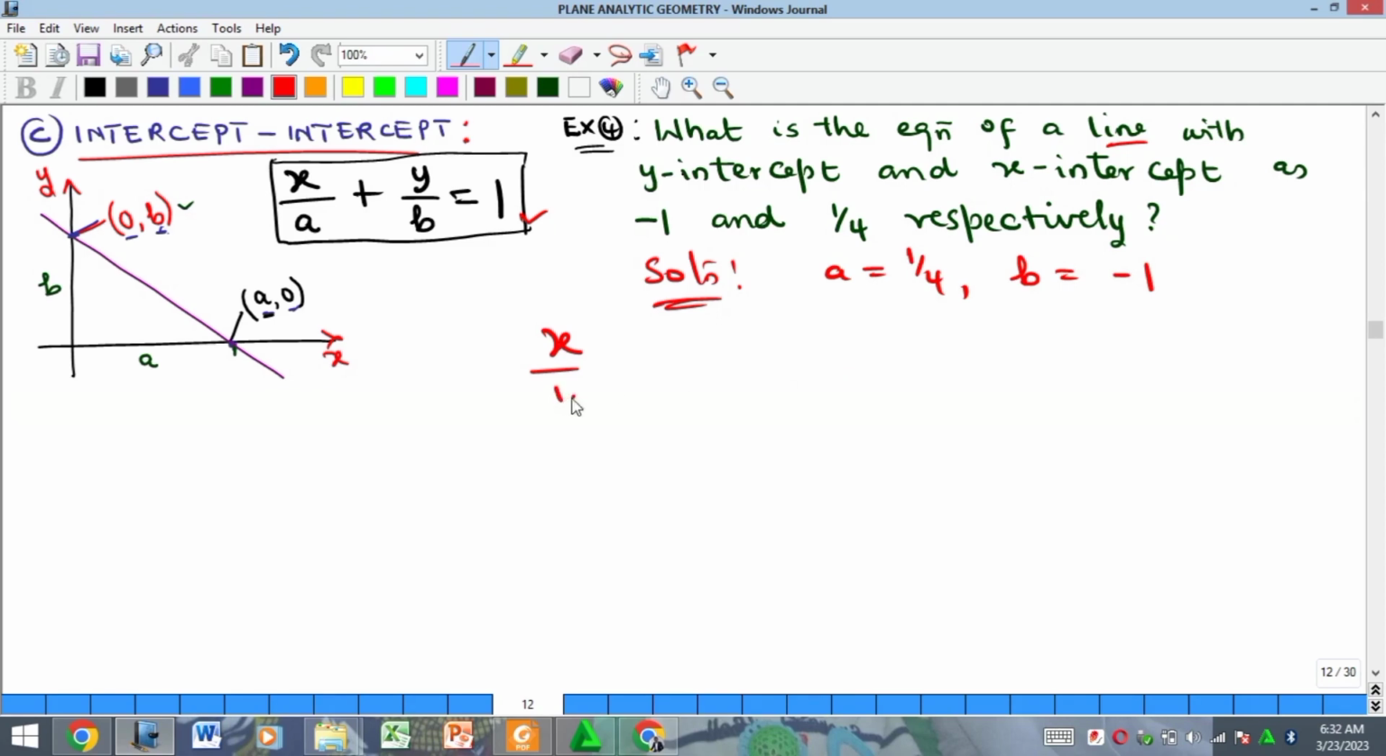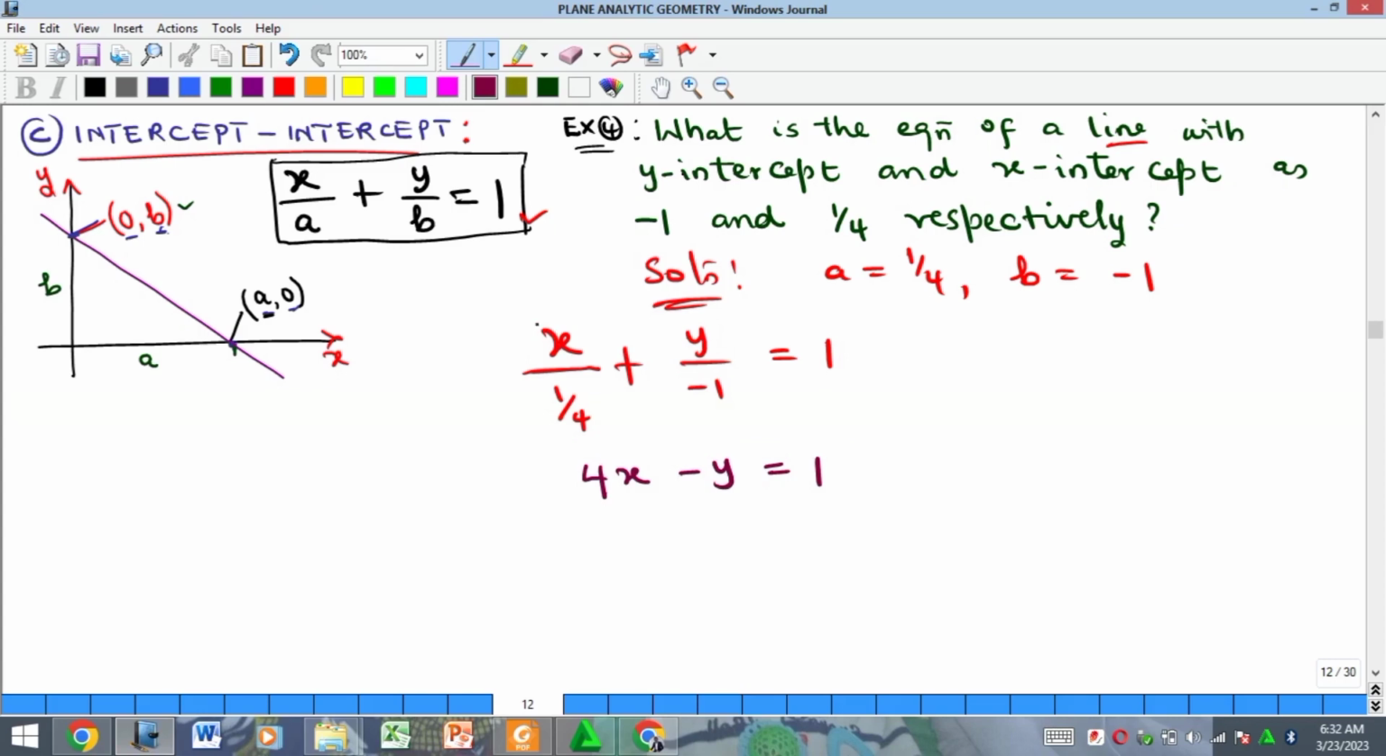So I'm going to substitute 1 over 4 here plus my y all over minus 1 is equal to 1. So what do I do from here? I will try to simplify. Of course, this fraction here will turn over, and so I'm going to have 4 times x, and then minus 1 dividing this will give me minus y equal to 1.